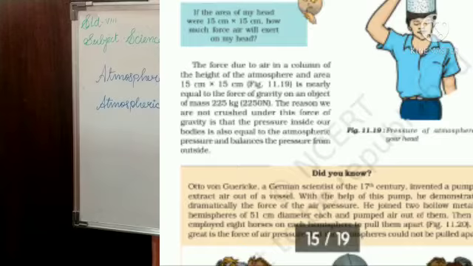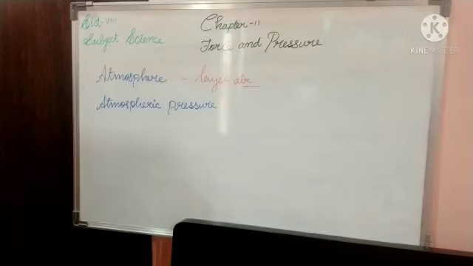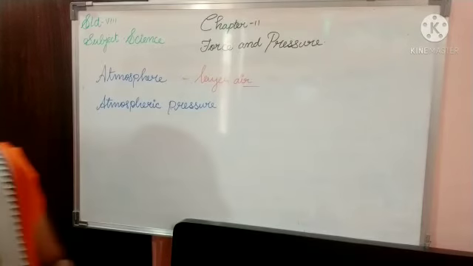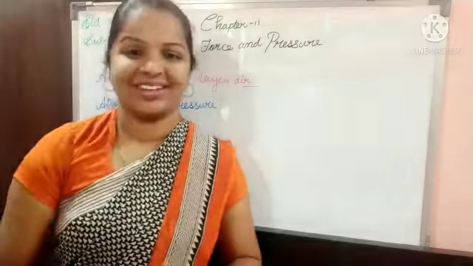Atmospheric pressure was first discovered by Otto von Guericke, a German scientist. He discovered how to remove air from a vessel. Okay, students, now let's move on to the textual questions in the next part.